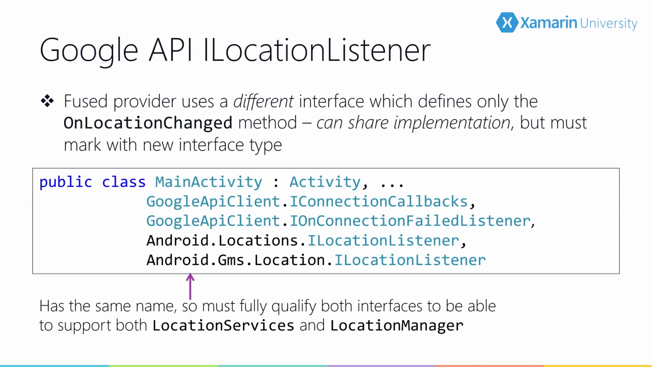There is a catch though. The interface implementation passed into the fused location API is not the same as the Location Manager interface, even though they share the same name. They're defined in different namespaces. And that means you must implement both interfaces in order to fall back gracefully on the older Location Manager service. The new version of this interface defines one method, onLocationChanged, and luckily, or probably by design, it looks just like the older implementation. That means unless you have a need to differentiate, you can implement the onLocationChanged method once and share that implementation for both interfaces. That's actually the default behavior in C# if you don't fully qualify the implementation.